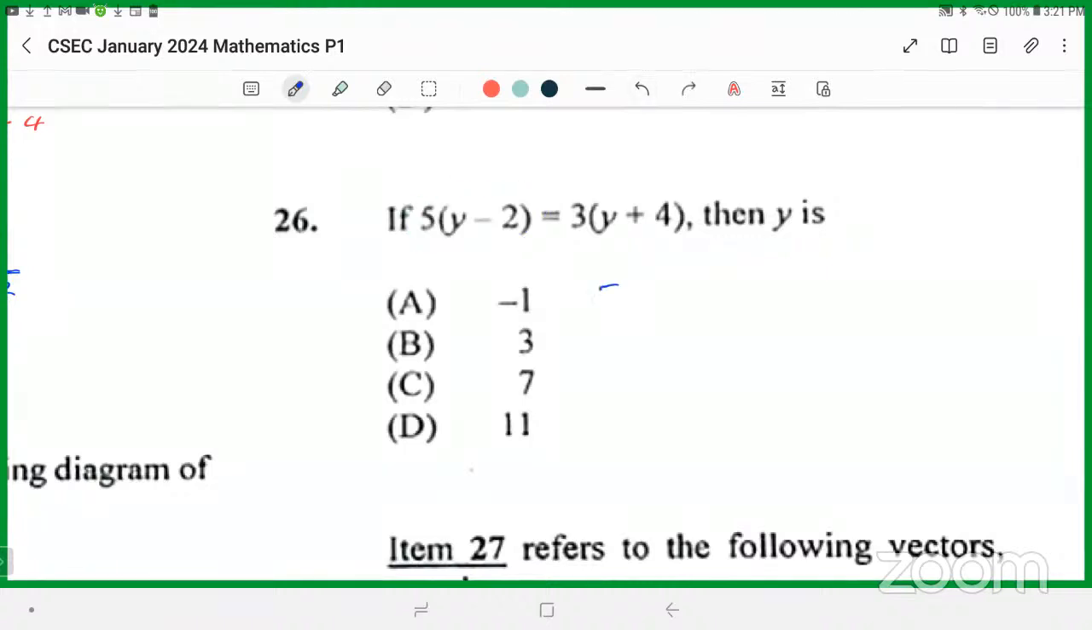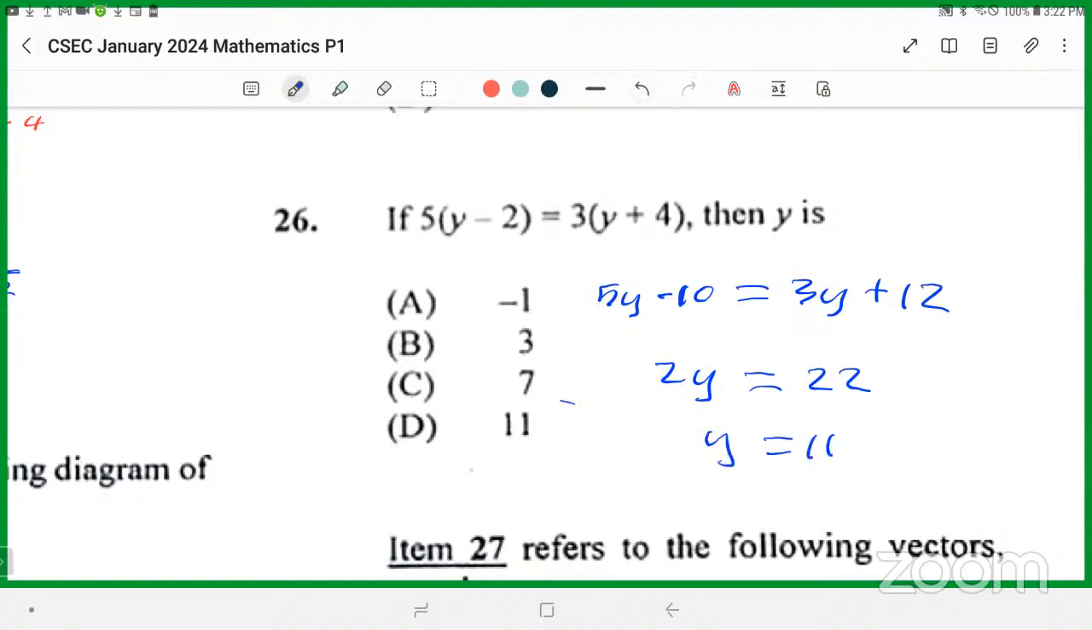I'm going to get 5y minus 10 equals, expand this side, I'm going to get 3y plus 3 fourths is 12. Then this 3y comes over here and subtract, and gives me 2y equals, this 10 goes over there and adds to that 12, gives me 22. Divide by 2, I get y equals 11. So this is the answer right here.